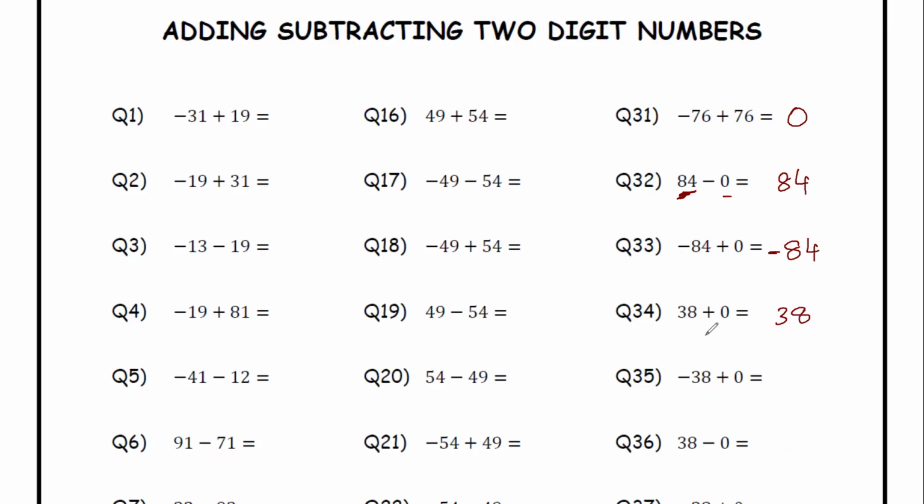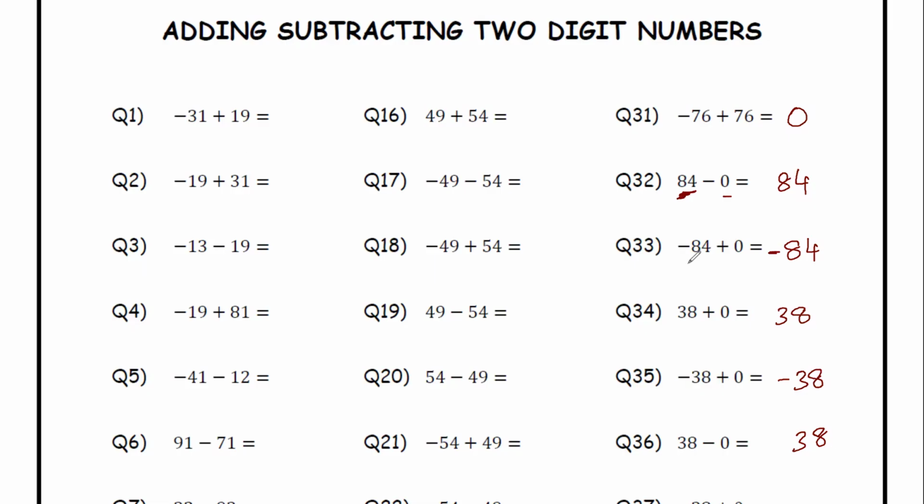All right, so it's 38. Out here, it's negative 38 because negative 38 plus 0 gives negative 38. Again 38. Okay, remember these things. I'm giving the order because students get confused because of the sign coming in front or coming later on. So here's something to help you.